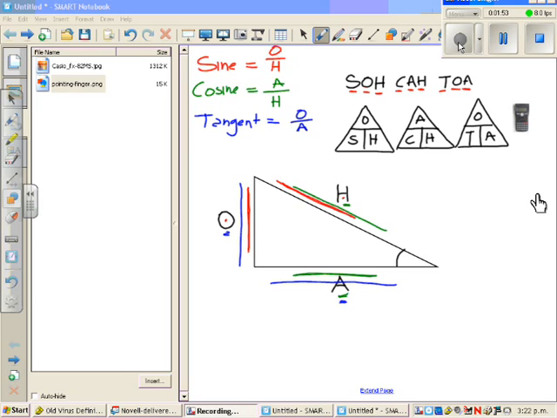If we knew what the opposite was, for example, from these triangles we could cover up opposite, and it would tell us that that would be the sine of the angle times the hypotenuse. And it's also, if we covered opposite over here, it would tell us that it would be the tan of the angle times the adjacent. So if we know one side and an angle, we can work out all the other factors in a triangle, because these three ratios give us a lot of flexibility.